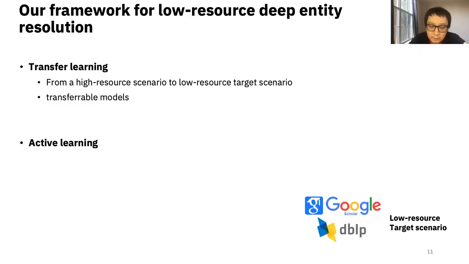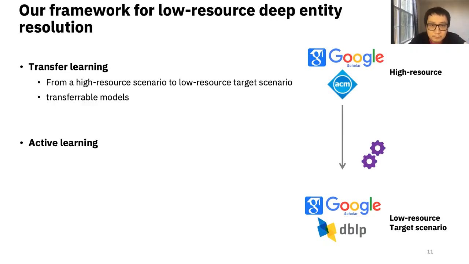For the entity resolution problem, a concrete example is that if our goal is to match papers between Google Scholar and DBLP, where we don't have any labeled data, we can first learn a matching model from another scenario, Google Scholar and ACM, where we have a lot of labeled data, and it's quite similar to Google Scholar versus DBLP. So you can first learn a model from the source scenario and directly apply it to the target scenario without any further fine-tuning or further customization. So that's the spirit of transfer learning.